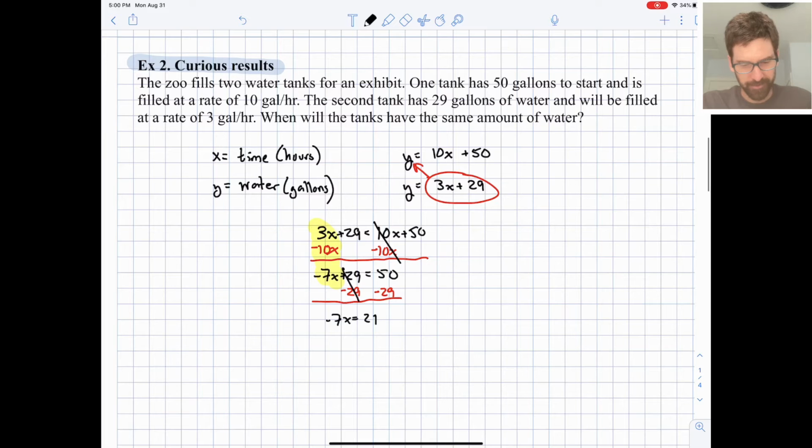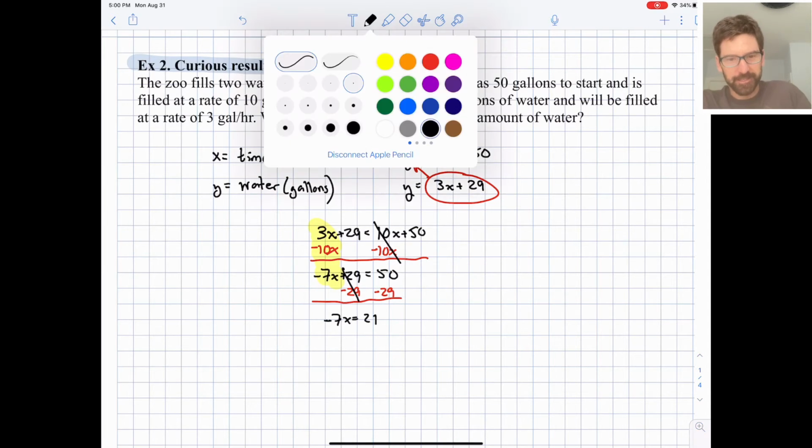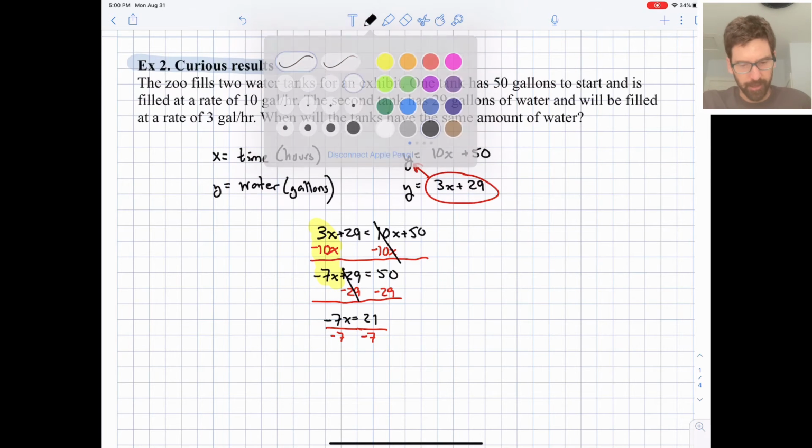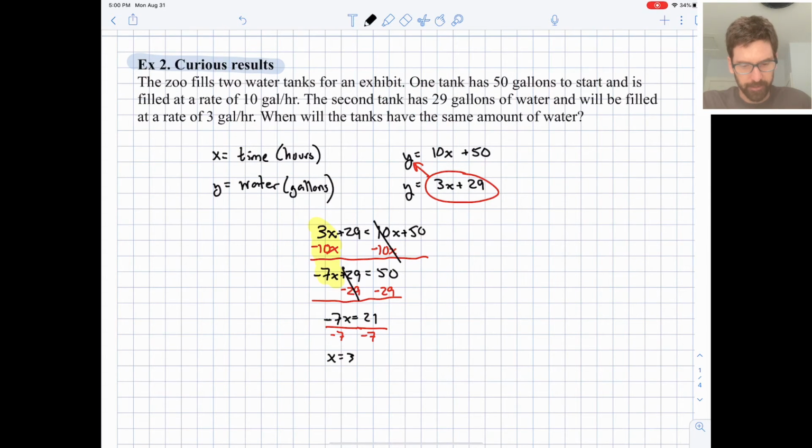Okay? Remember, have a growth mindset. Mistakes are good. That's how we learn, right? And so let's keep going. Let's solve. Let's divide both sides by negative 7. And we get x is negative 3.